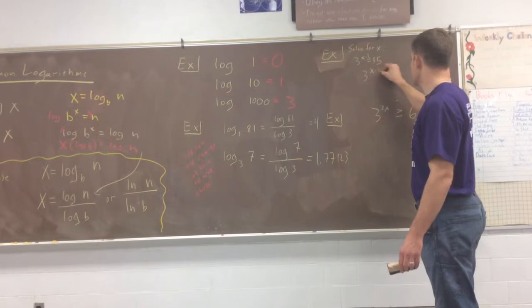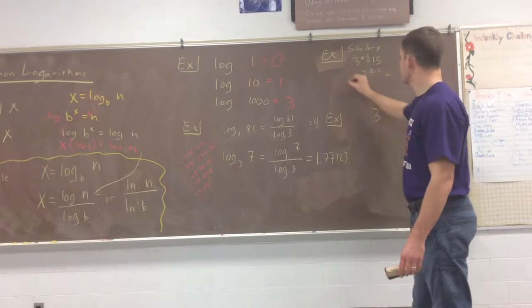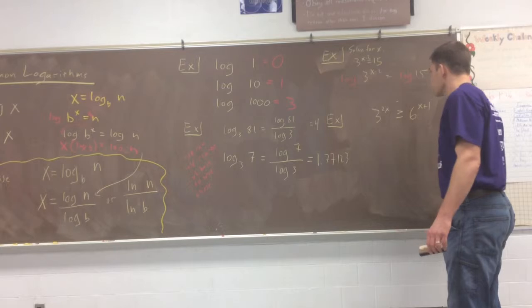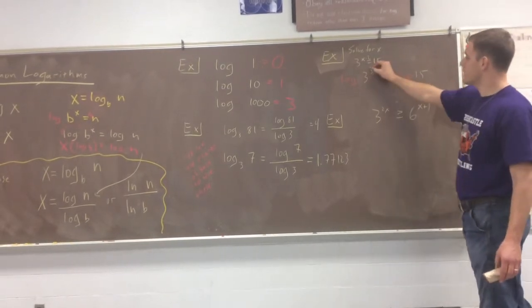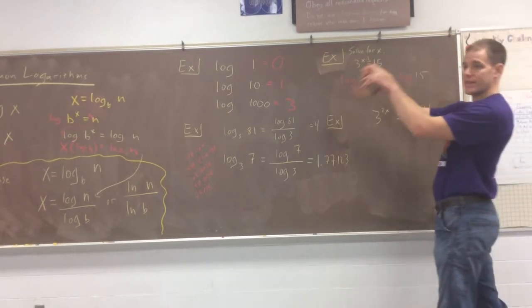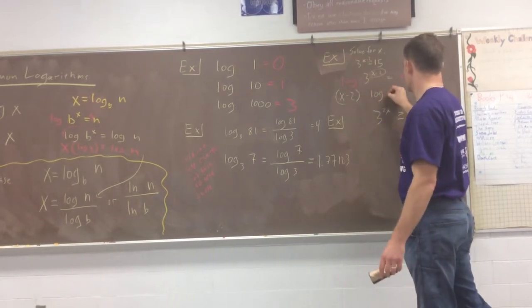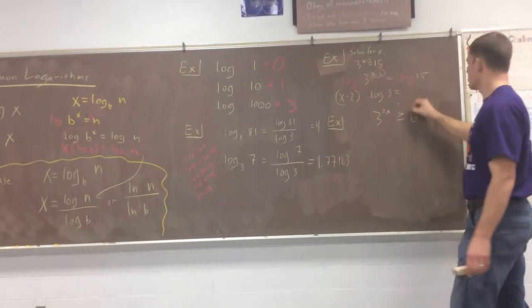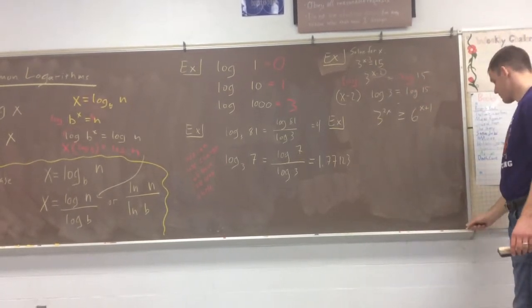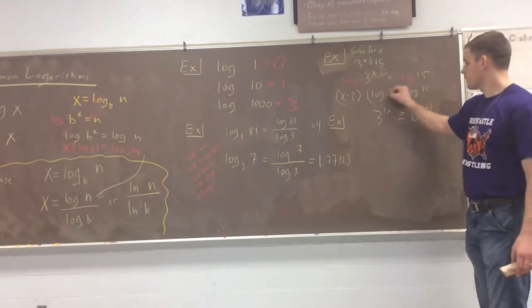3 raised to x minus 2 is equal to 15. I'm going to hit with log base 10. What can I do to this exponent right here? I can bring it down in front. X minus 2 times the log of 3 is equal to the log of 15. Remember, this is just multiplying.